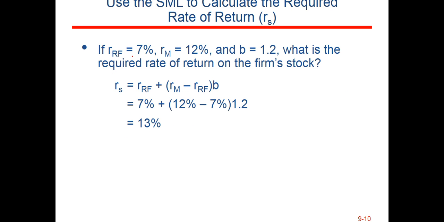Now, if you are given that, for example, the risk-free rate is 7%, historically market return was 12%, and the beta of the stock was 1.2, what is the required rate of return on the stock? This goes back to chapter 8. This slide is specifically chapter 8. So you take 7%, you take the market minus the risk-free rate, which is 5%, multiplied by 1.2, and you get 13%. Based on CAPM, one way of calculating the required rate of return on the stock, you get a 13% discount rate.